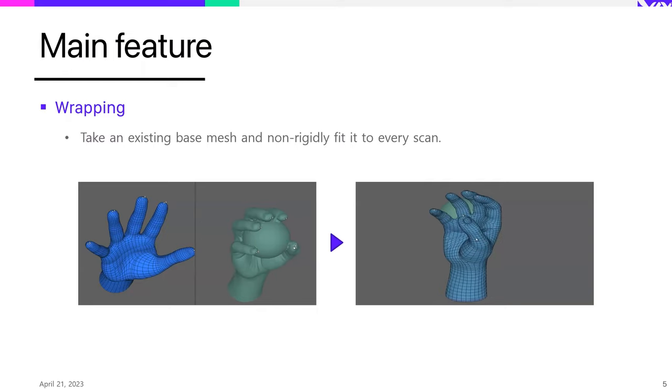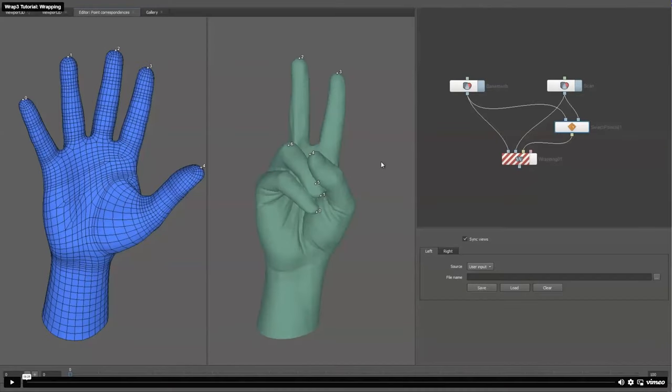Do you see my cursor? Okay, let me use it later. Yeah. So this is the base mesh. And if we want to fit this mesh to this scan data, we can use the wrapping function. So let me show the demonstration.